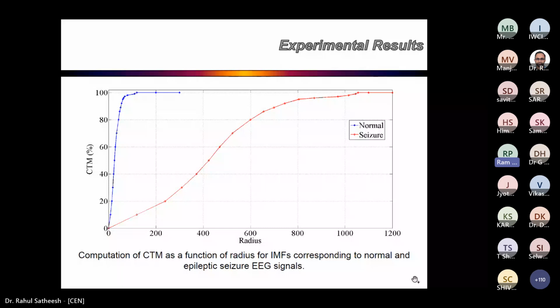Here you can see this plot of the CTM in terms of percentage of reversal radius. In the normal case, the requirement of radius is very small in order to have 100% CTM. On the other hand, for the seizure case, the requirement of radius is large in order to have 100% CTM. So it shows that in the case of seizure there is a large variability, so the area parameter is larger. In the case of the normal EEG signal, this variability is less, so the area parameter is also less. That motivates us to use this parameter to identify the seizure and normal classes of the EEG signal.